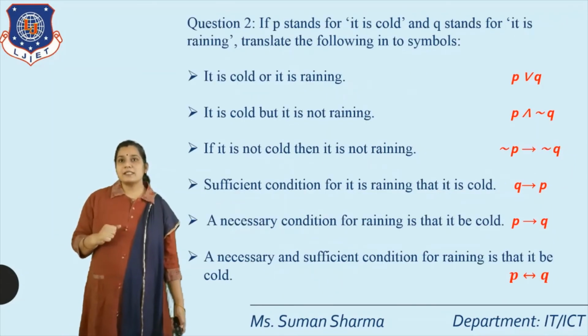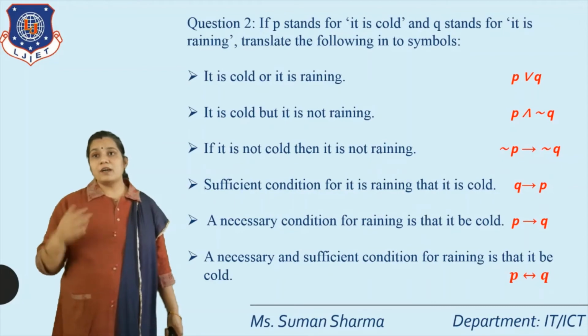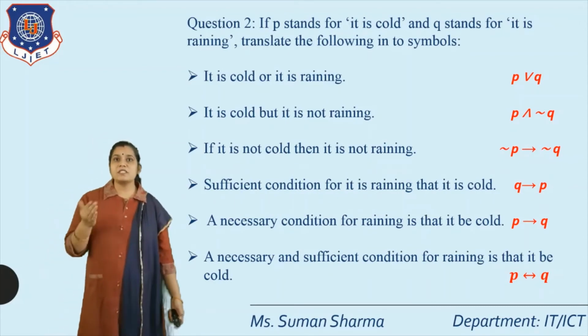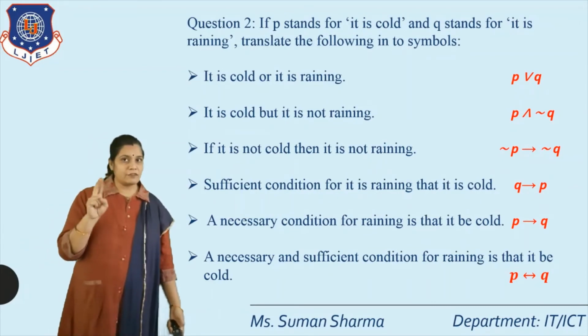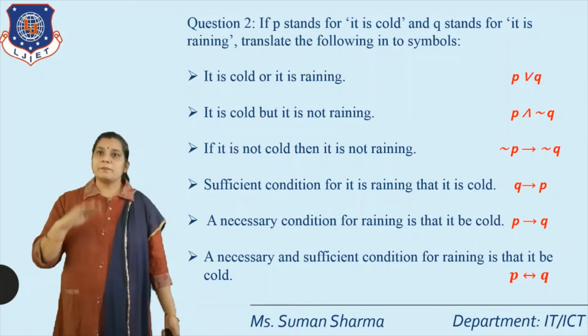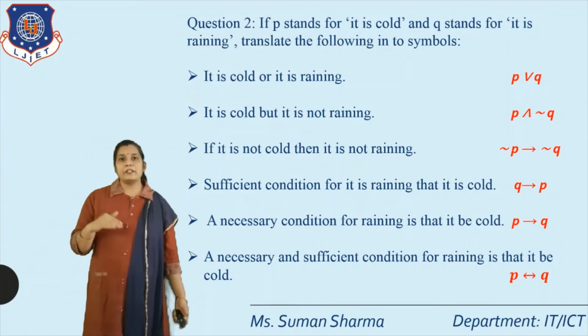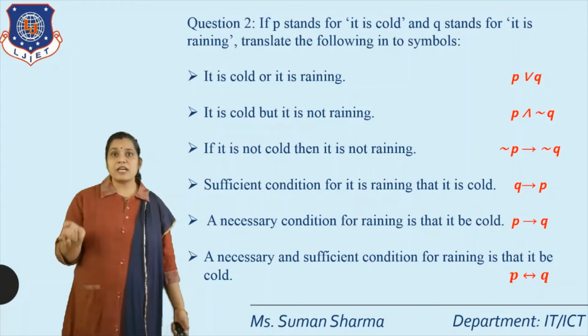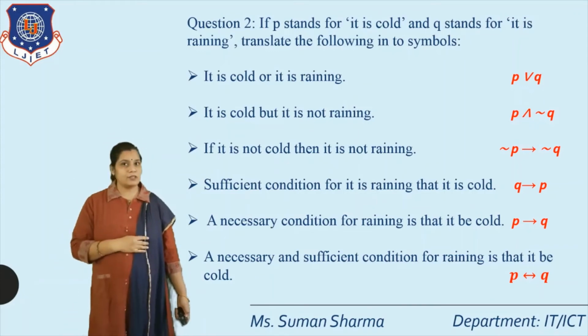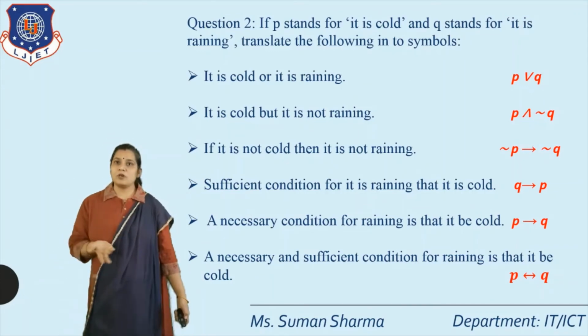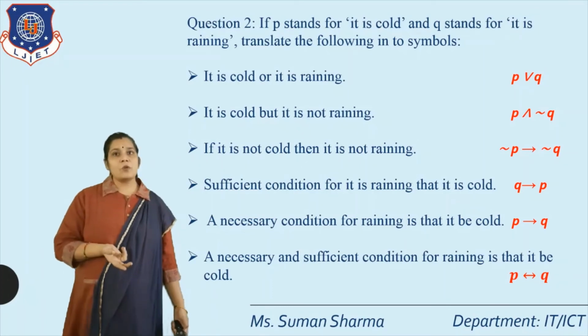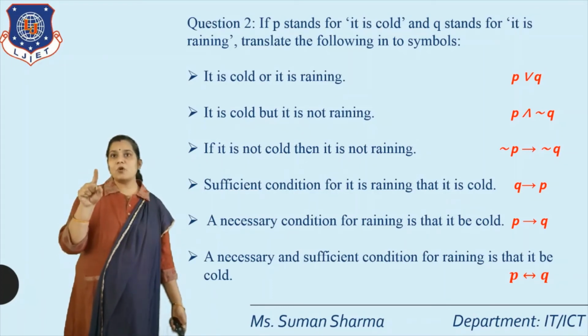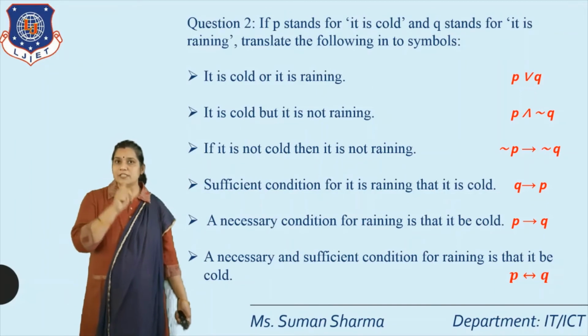Okay, next one is: if P stands for "it is cold" and Q stands for "it is raining", we have the two sentences P and Q. Translate the following into symbols. The first one is "it is cold or it is raining". So we use the disjunction.